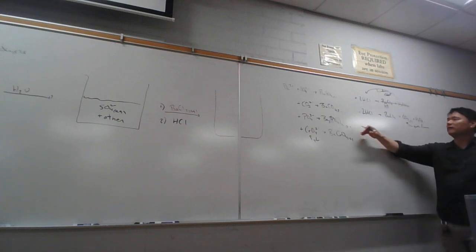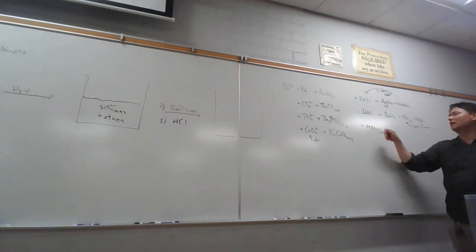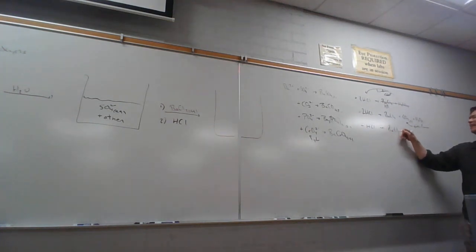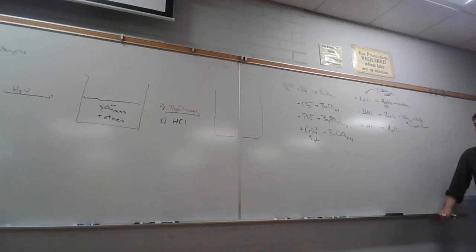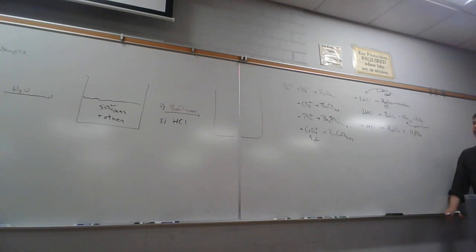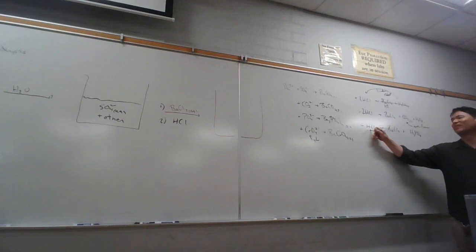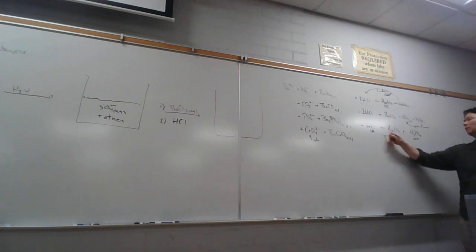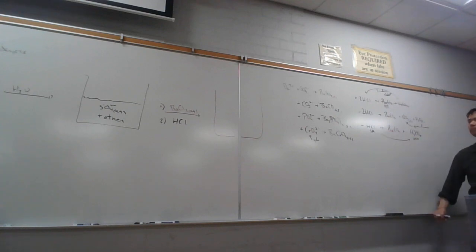How about with barium phosphate? Okay, so what will we form if we add HCl to barium phosphate precipitate? Barium chloride again, and hydrogen phosphate, also known as phosphoric acid. Is there driving force here? Yes, there is driving force because we're going from a stronger acid to a weaker acid. And so we have driving force.